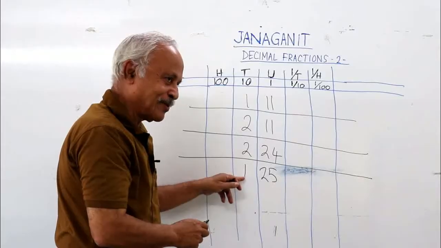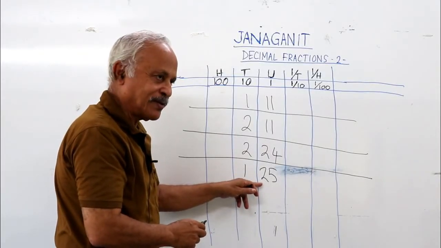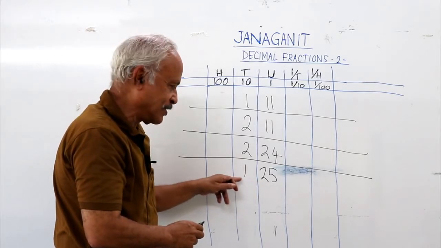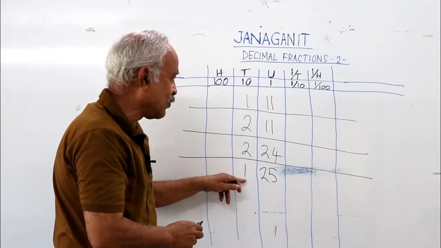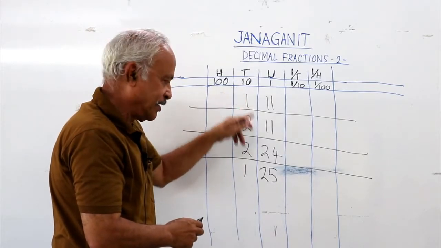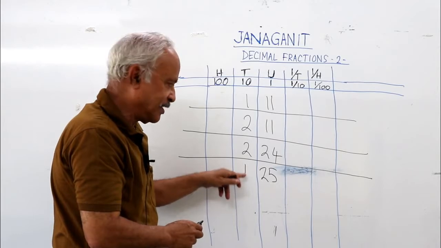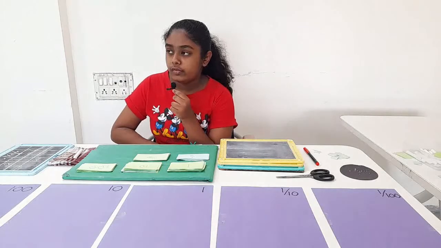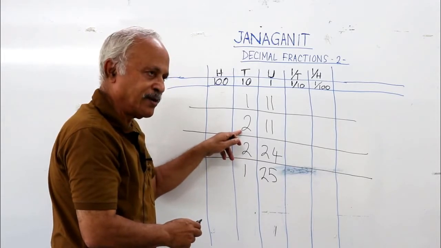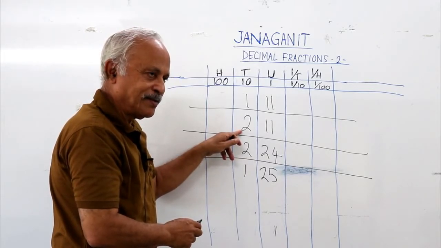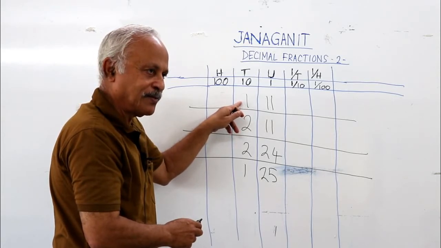35. So this is not 125, right? You have to see which is the house in which I am writing the numbers. So it looks like 125, but this is not 125 because this 1 is in the house of tens. And these 25 are in the house of ones. So this is 35 and this is 44. This is not 224. This is not 211. This is 31. This is not 111. This is 21.